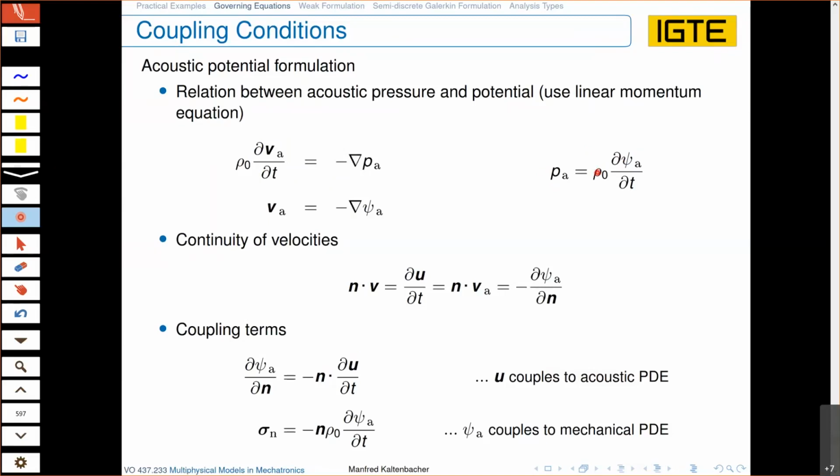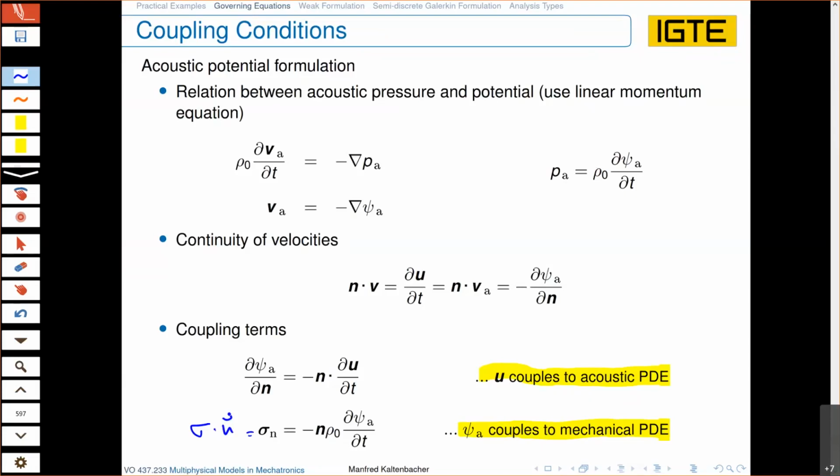And so we see how the mechanical displacement couples into the acoustic PDE, and here we see how the scalar acoustic potential couples to the mechanical PDE, because, perhaps I should also write it here, this was just, as we have shown before, our stress tensor dot product with the normal vector.